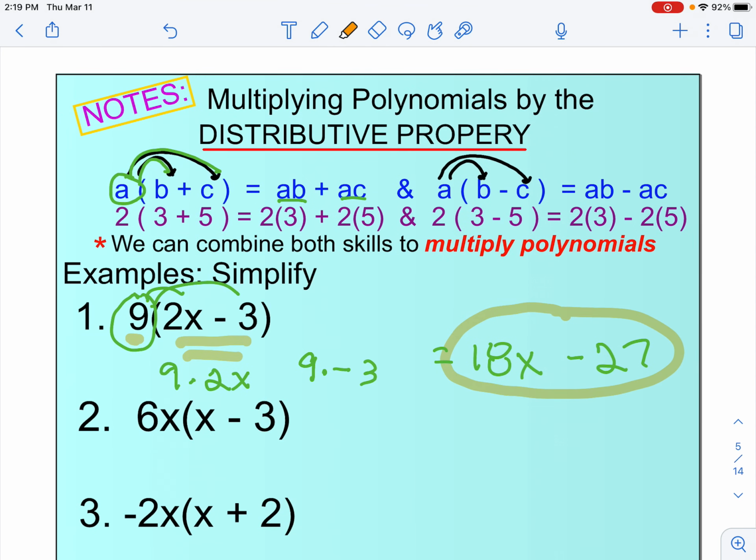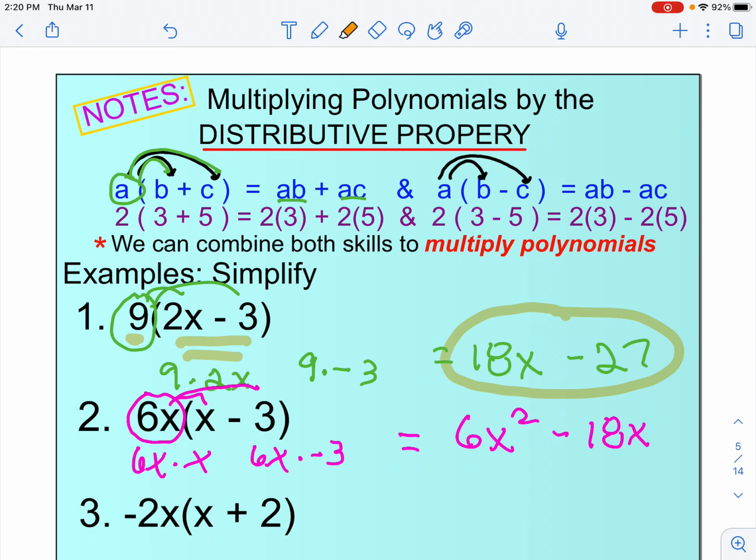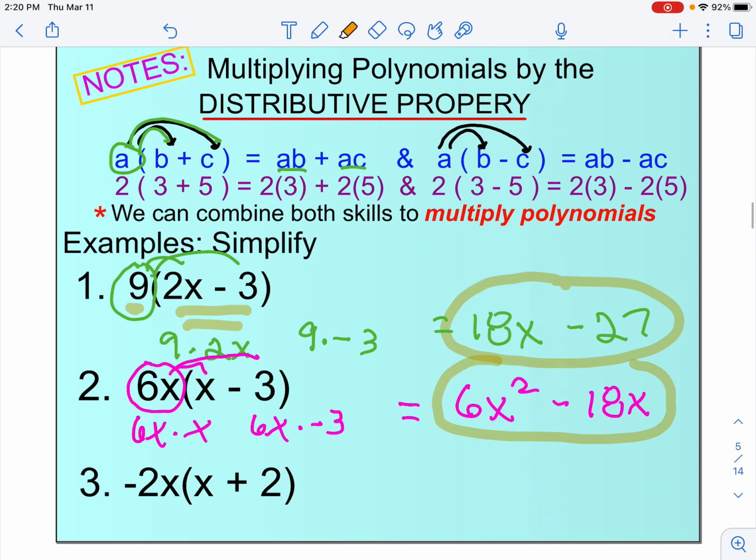This one is a little bit more complicated, simply because we have 6x as our monomial. So now we have to take 6x and multiply it with the x, and we have to take the 6x and multiply it with negative 3. Again, I would suggest you write these out, and you'll see that 6x times x is 6x squared, and 6x times negative 3 is negative 18x. So hopefully you're understanding this a little bit better. I'd like you to try the next one. Pause the video right now and then restart it and listen to the explanation and the correct answer.